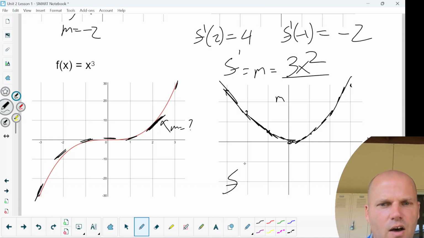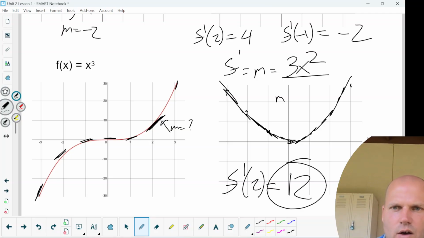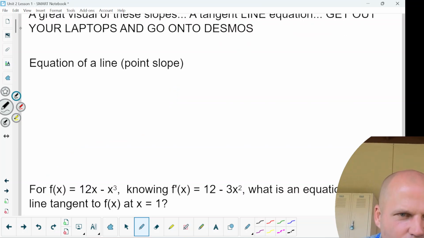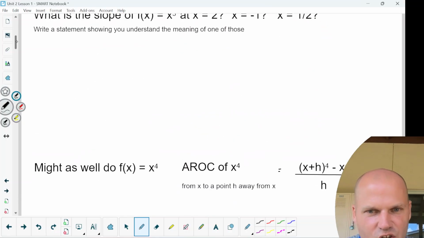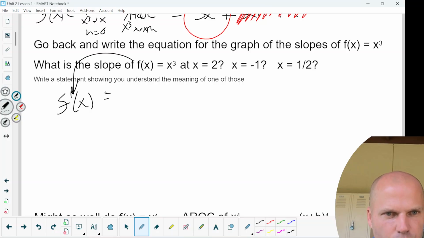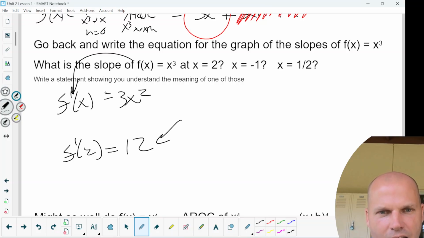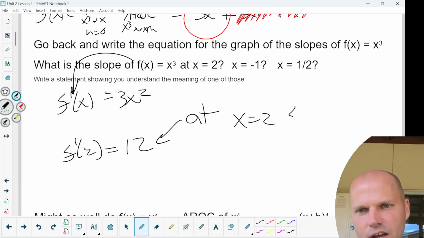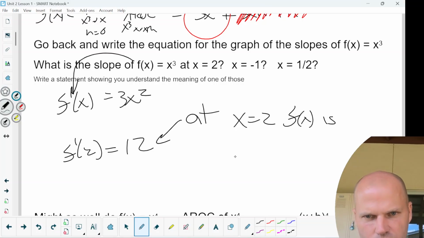The slope of x cubed at 2 is going to be 12. How did I get 12? I plugged in 2 in for x. What does that mean? x cubed at x equals 2 is increasing 12 y's per x. This slope equation for x cubed is just 3x squared. The slope at 2 is 12. At x equals 2, f is increasing 12 y's per x.